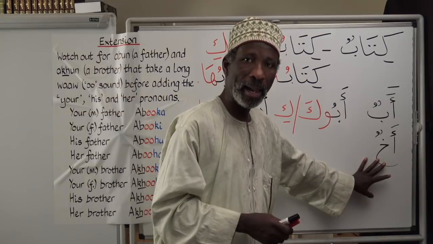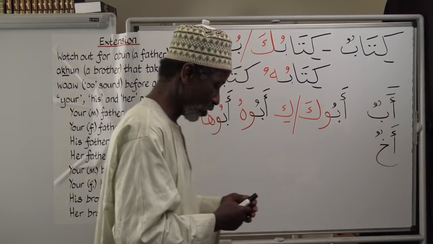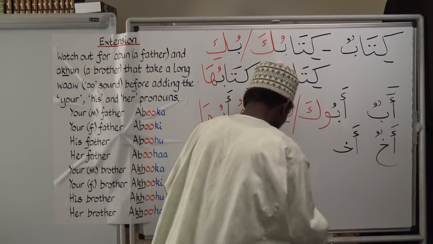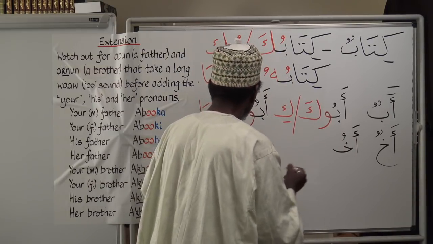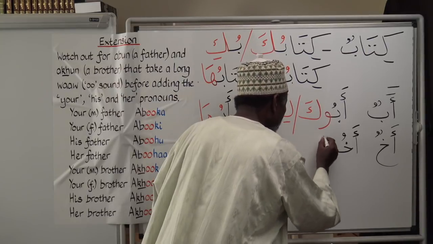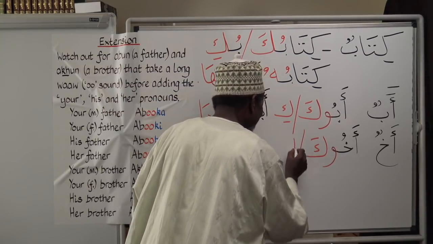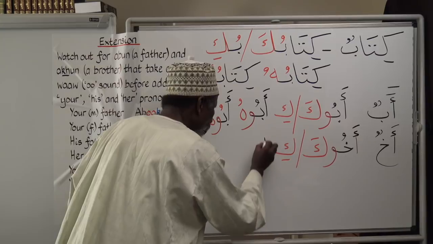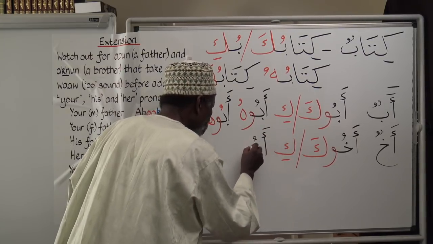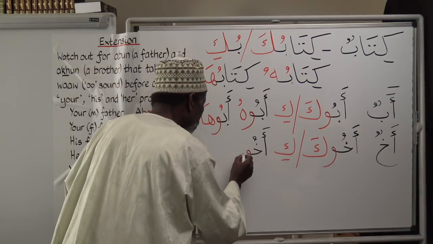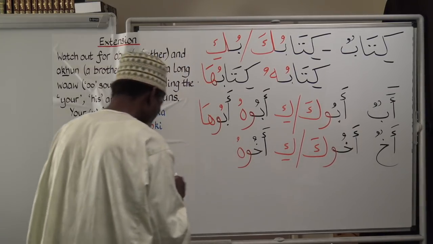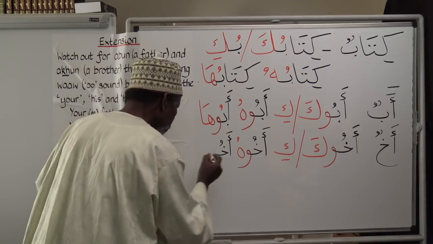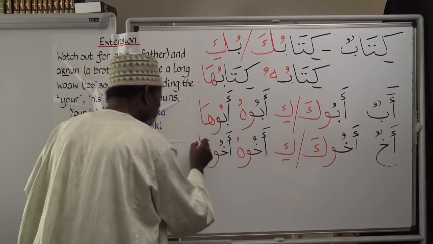The same thing applies here. So you say ahuka, the wow comes out. Ahu, and then we put the wow and the ka ending, or ki ending if you are speaking to a female. And here ahuhu, his brother. Ahuha, her brother. Here we are.